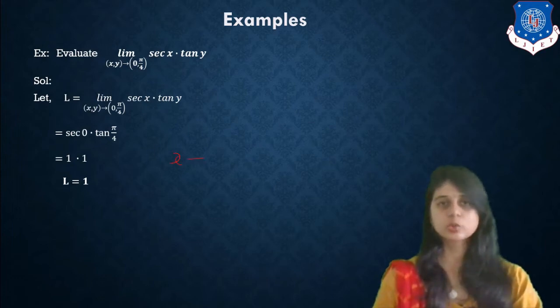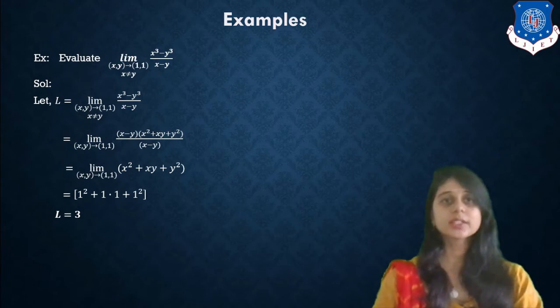Next, limit as (x, y) tends to (0, pi by 4). So x tends to 0 and y tends to pi by 4. So sec 0 times tan pi by 4. What is sec 0? It is 1. Tan pi by 4 is also 1. So the answer is 1.